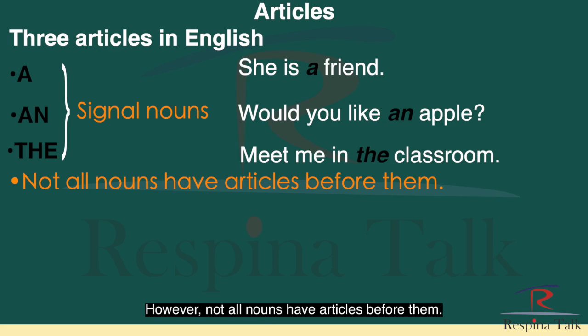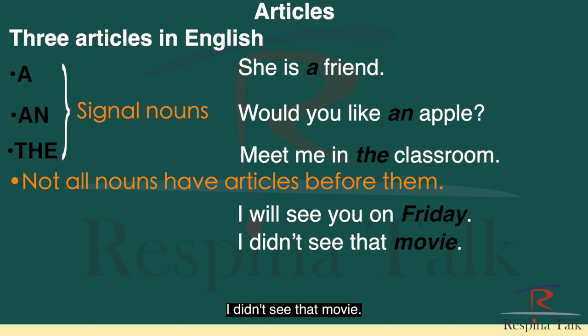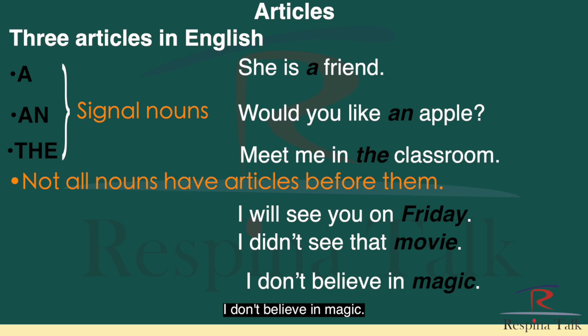However, not all nouns have articles before them. Look at these examples. I will see you on Friday. No article before Friday. I didn't see that movie. Again, no article here before movie. And I don't believe in magic. Same thing, no article before the noun magic. Now, using English articles correctly takes a lot of practice, so you need to be patient here.